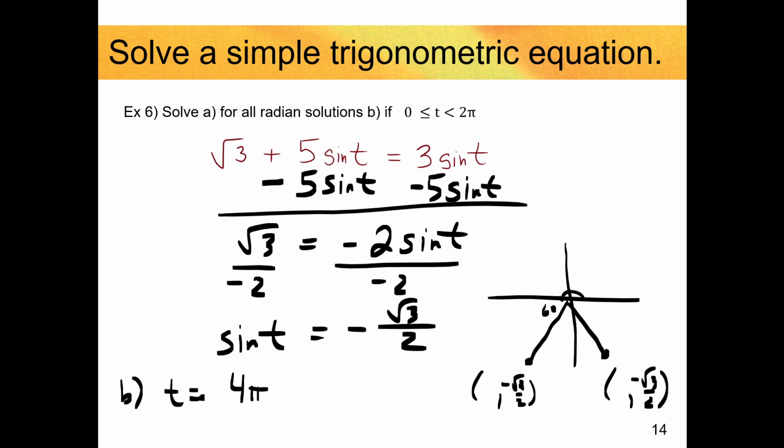So t is equal to 4 pi over 3 and 5 pi over 3. Are we good there? Because we are in radian measurement, that's why. Okay, that's the B answer. What's the A answer? 4 pi over 3 plus 2 pi.